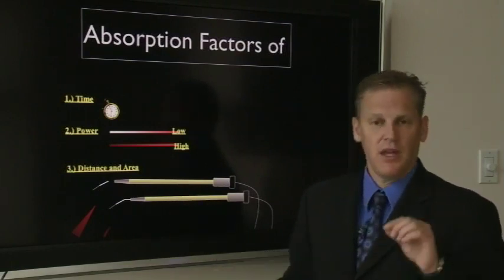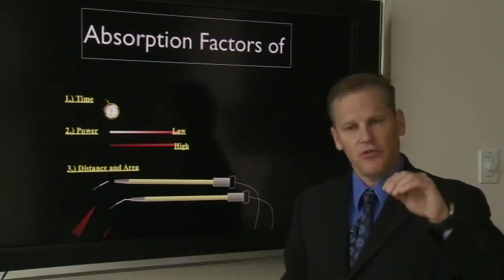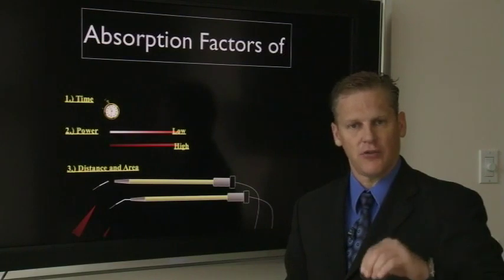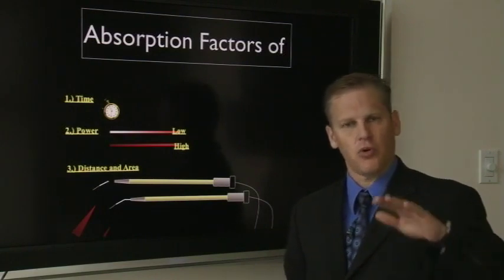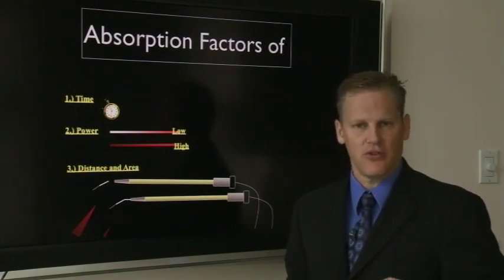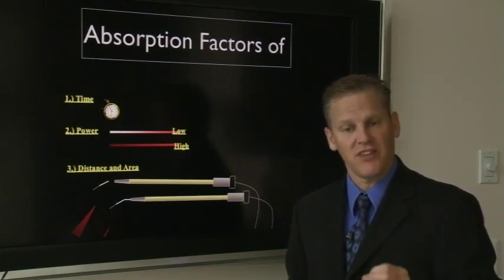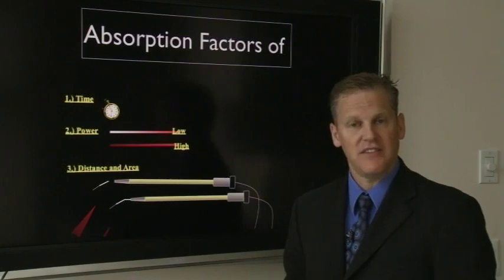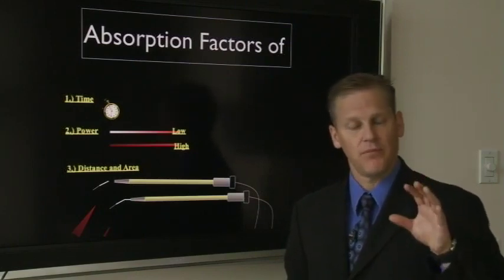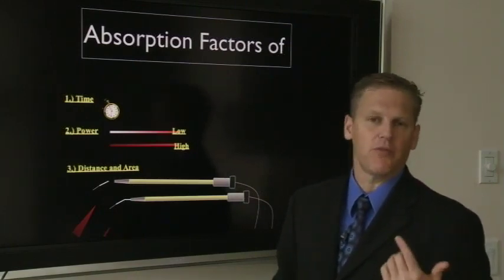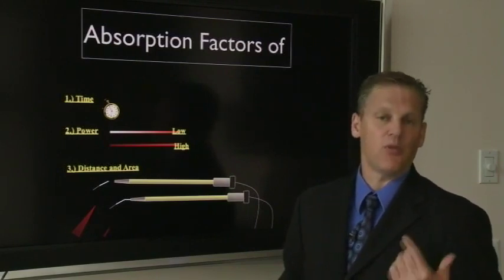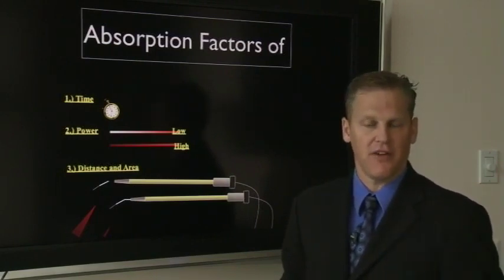Distance and area. In many laser beams, if you touch the tissue, you'll have a direct effect. And the further you pull away, the less interaction you will have. We call this defocusing the beam. So a focused beam is in contact with the tissue. A defocused beam is pulled away. Clinically, most things we do with a diode laser, we will have the tip in contact.